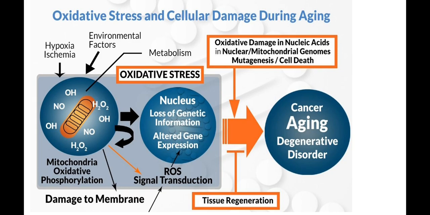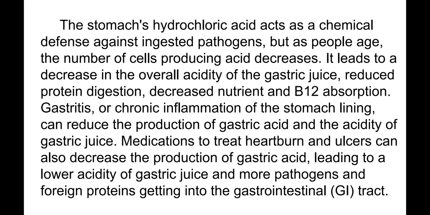process of glucose fermentation. The stomach hydrochloric acid acts as a chemical defense against ingested pathogens, but as people age, the number of cells producing acid decreases. It leads to a decrease in the overall acidity of the gastric juice, reduced protein digestion, decreased nutrient and vitamin B12 absorption, and gastritis or chronic inflammation of the stomach lining can reduce the production of gastric acid and certainly the acidity of gastric juice.